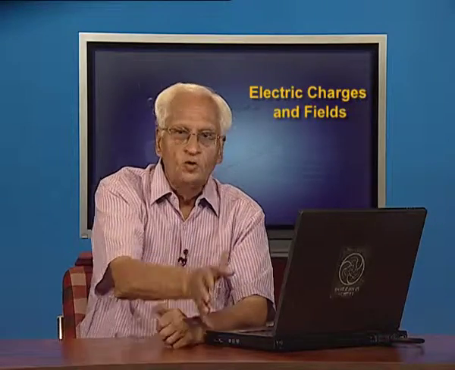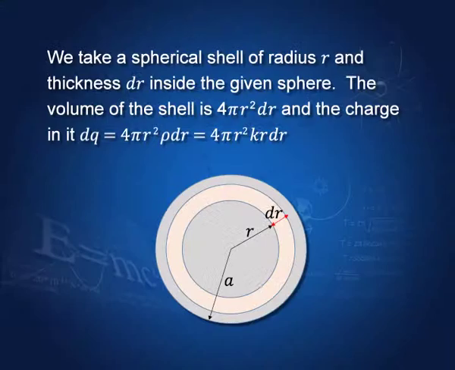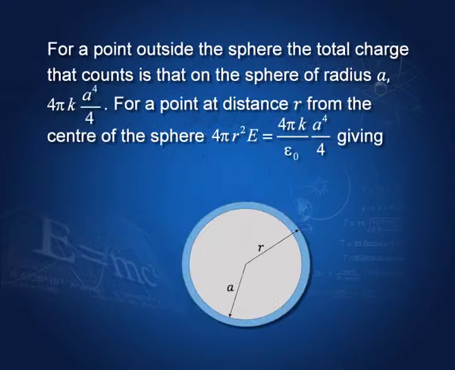Now, for a point outside, the whole charge is inside, and what is this charge? Again, remember this, we can draw a shell, and this is 4 pi r squared k r dr, that is the charge. Now, if I integrate from 0 to a, I get the total charge, 4 pi k a 4 by 4. And again from Gauss theorem, 4 pi r squared E is equal to 4 pi k a 4 by 4 divided by epsilon 0. So, therefore, E outside is k a 4 by 4 epsilon 0 into 1 by r squared.